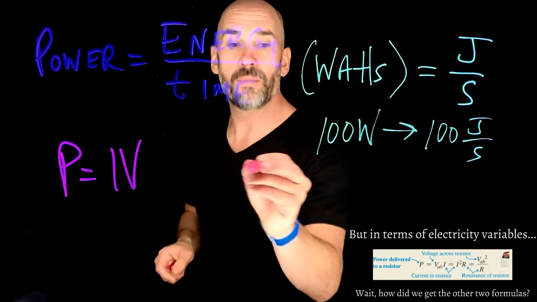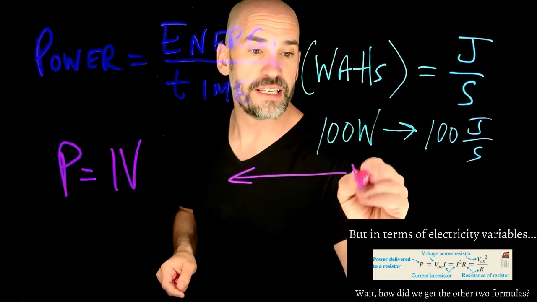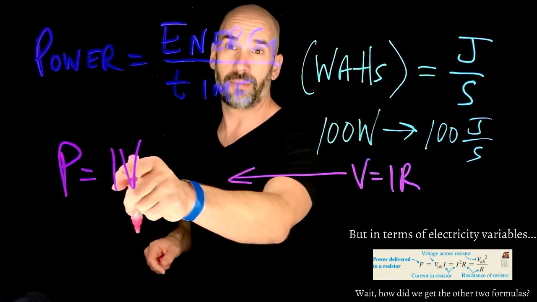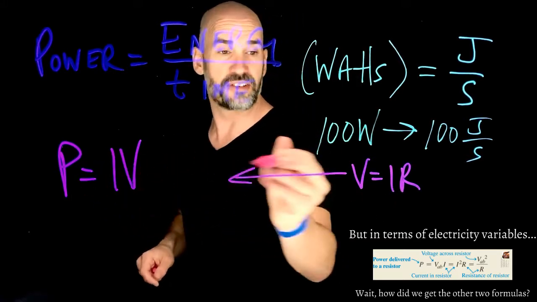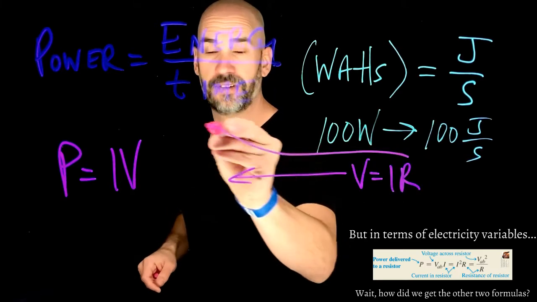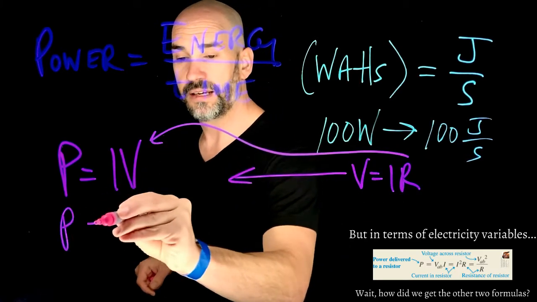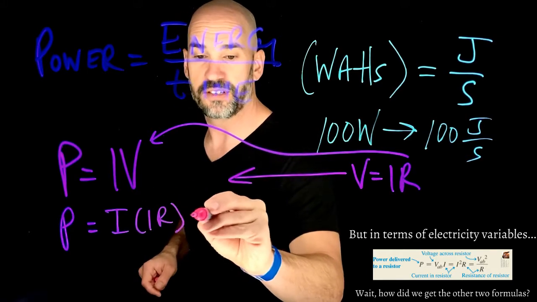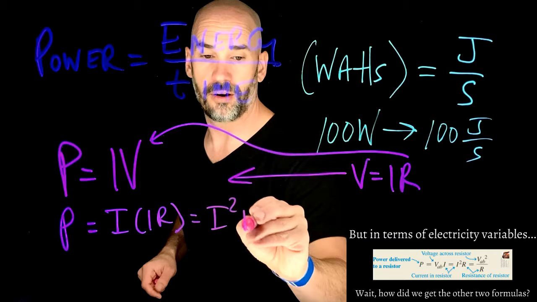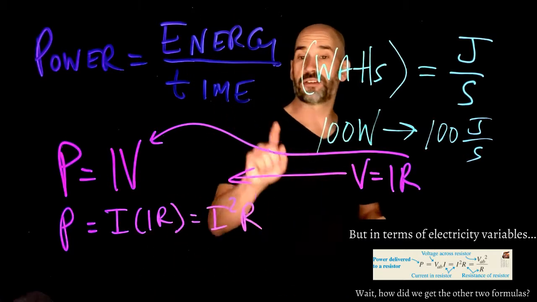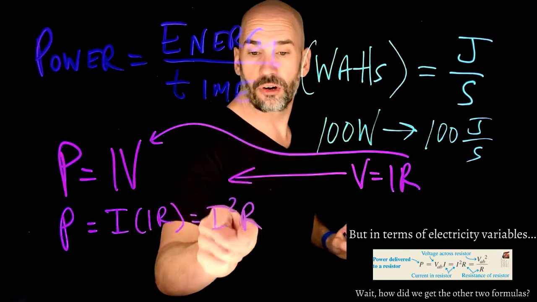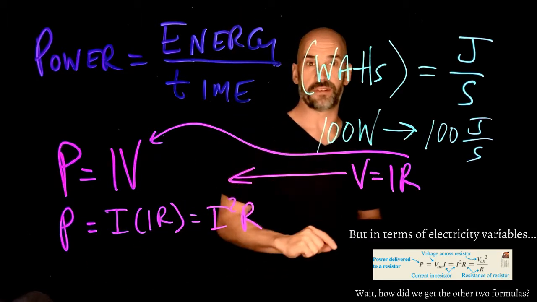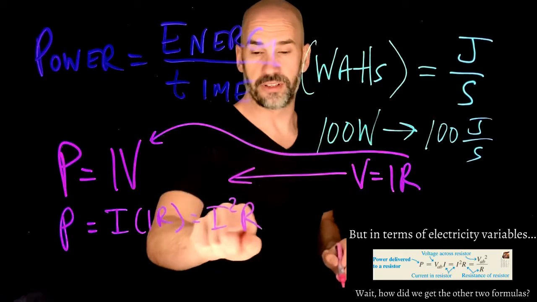Now, if we combine this equation with V equals IR, we see that there's a couple other ways that we could represent power. First of all, let's just substitute IR in for V. Then we would get P equals I times IR, which is equal to I squared R. So let's say there's a problem where you're only given current and resistance. You can find the power in that resistor, or being used by that resistor, using this equation instead.